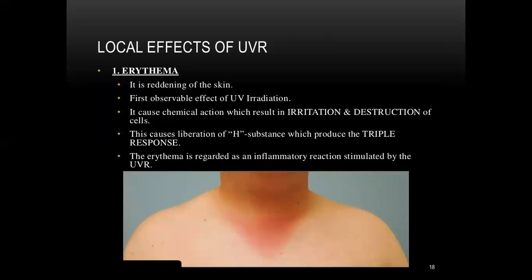The local effect of UVR is erythema. It is reddening of the skin, the first observable effect of ultraviolet irradiation. It causes chemical action which results in irritation and destruction of the cells. This causes liberation of H substance, which produces the triple response. The erythema is regarded as an inflammatory reaction stimulated by the ultraviolet radiation.